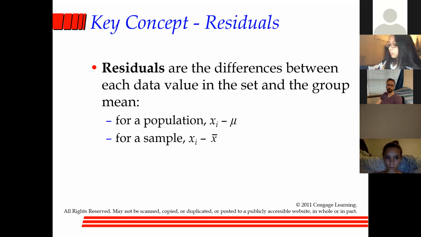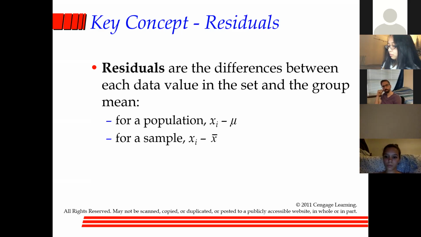Makes sense, right? Deviation from the mean. So if the mean is 5 and one of the numbers in your data set is 7, 7 minus 5 is 2. 2 is the deviation from the mean for the number 7. Okay? Now, in this case here, they're also calling it a residual.